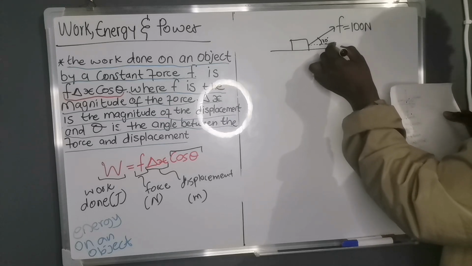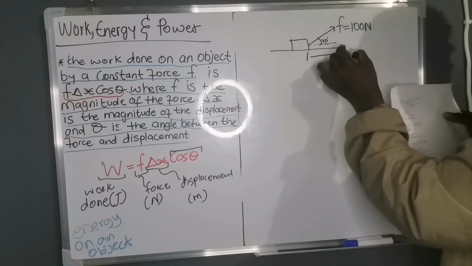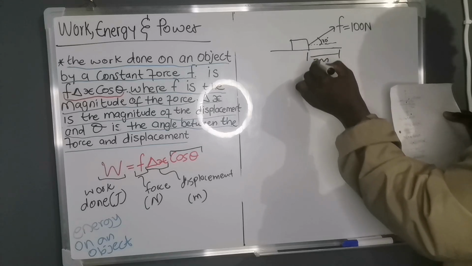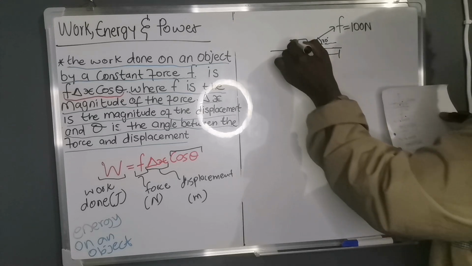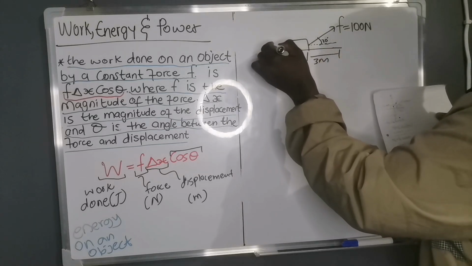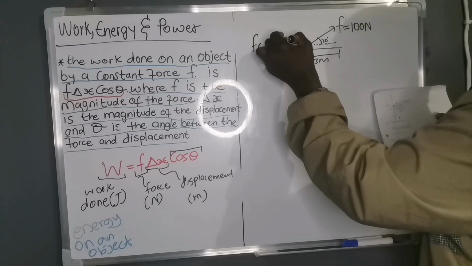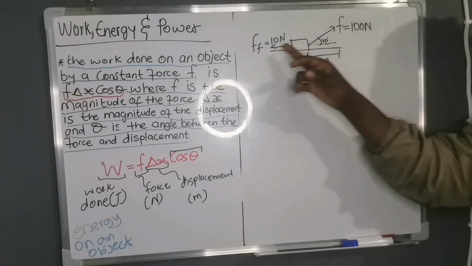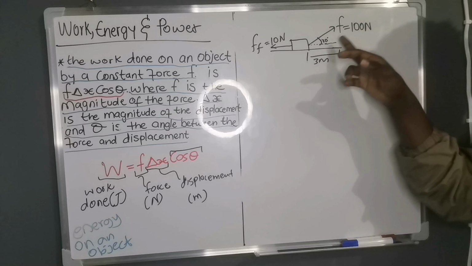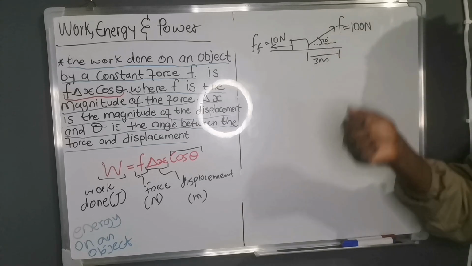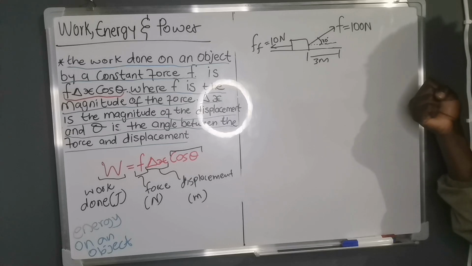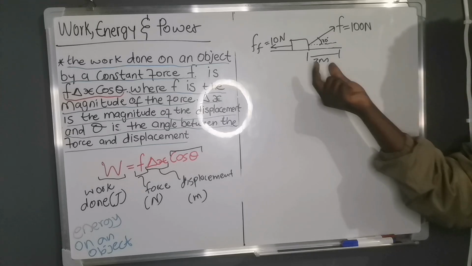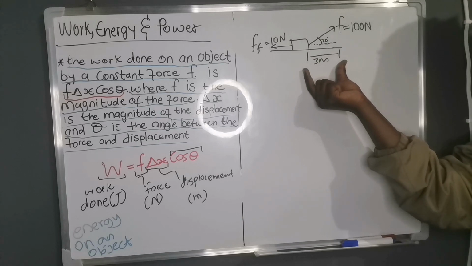And my displacement is 3 meters. So it goes like this, and frictional force is applied here. Frictional force is equal to 10 newtons. Now, here's an object that has two forces, frictional force and force applied. And force applied acts at an angle, which means this person is pulling this object at an angle of 30 degrees, and it's pulling 3 meters to the right.